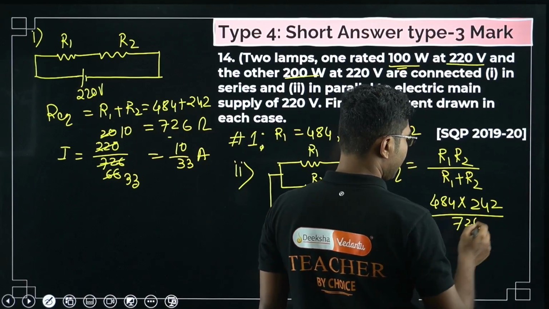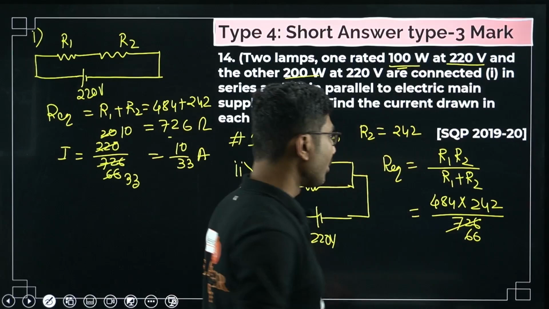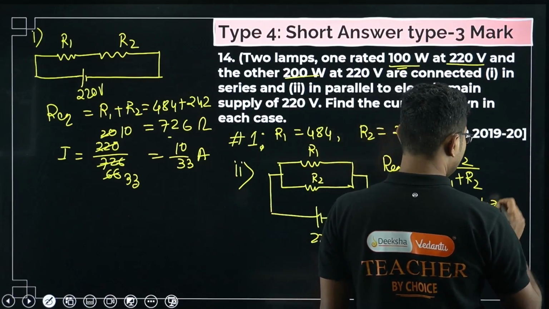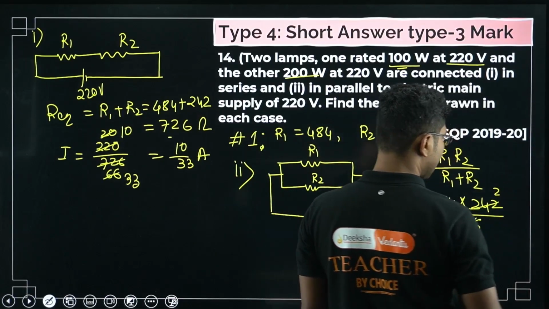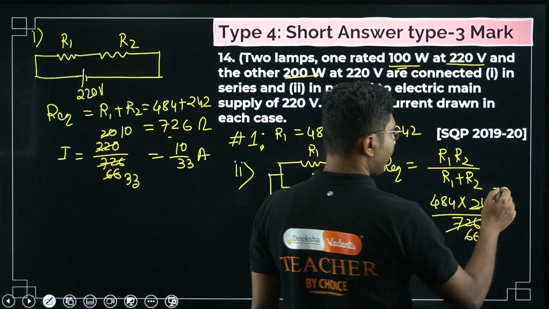Now we can cancel 66, 11. We are cancelling with 11. So 2 11s are 22, 2 11s are 22. Okay, so now let's cancel.